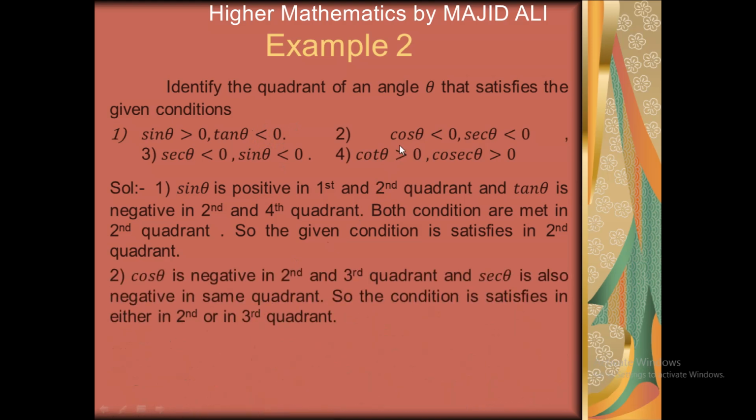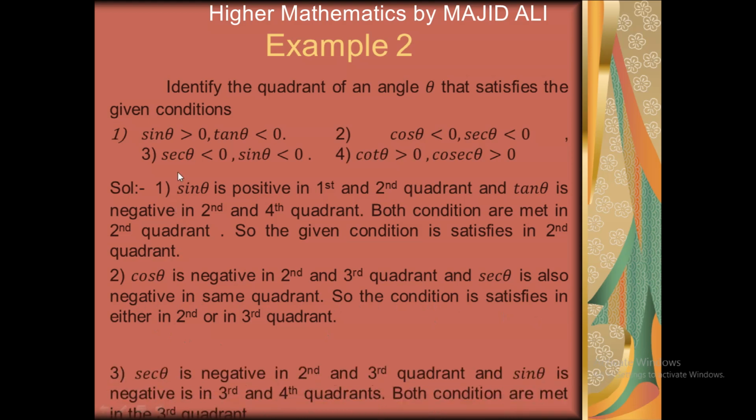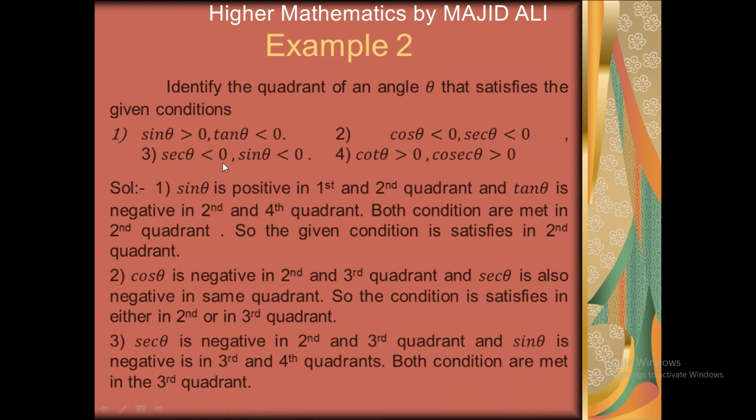Now the second condition: cos less than 0 and secant less than 0. We know that cos is negative in the second and third quadrants and secant is also negative in the second and third quadrants. So the condition is satisfied either in the second quadrant or in the third quadrant.